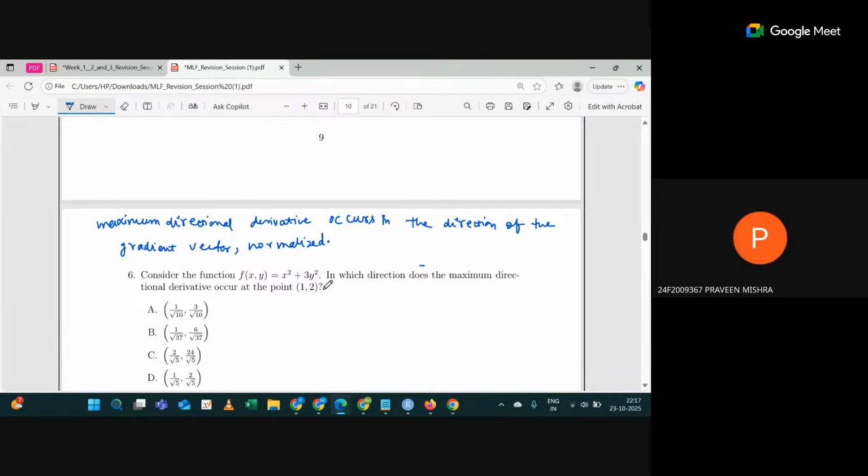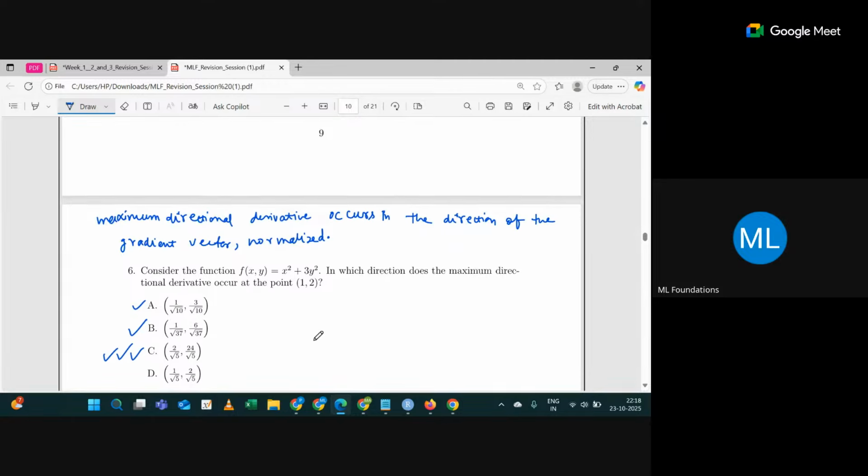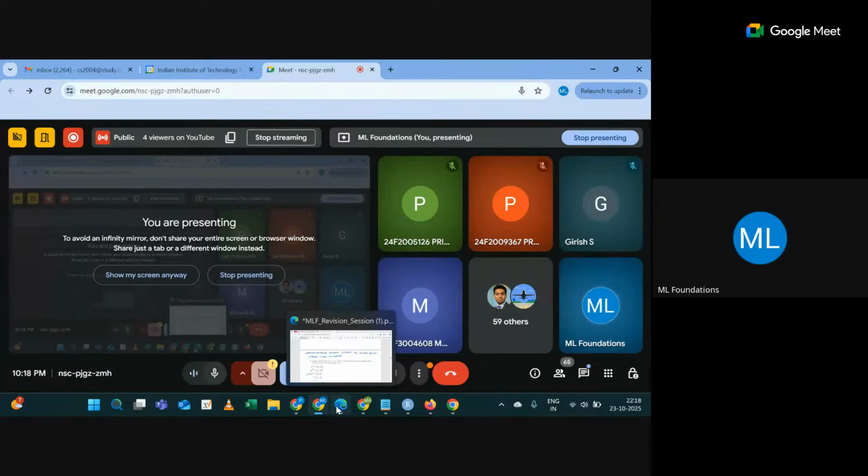What do you have to calculate? Yes, sir. Sir, the option I'm getting is B. One vote for option A, one vote for option B, and C, different answers. Okay, let me see. Who said option B? Myself. Okay, great, Girish, right? So option B is correct actually.